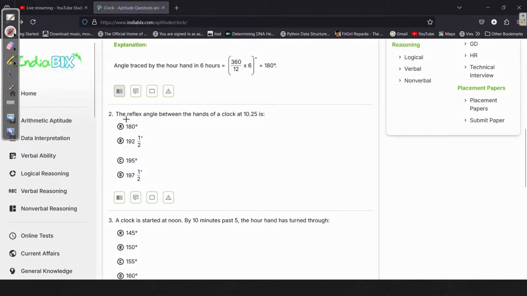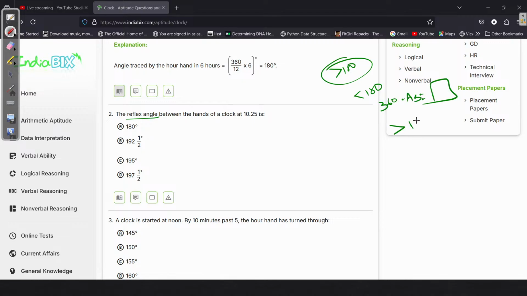Now listen, by definition a reflex angle has to be more than 180. If you get an answer less than 180, do 360 minus your answer to get the final answer. If you get directly more than 180, no need to do anything, leave it like that. Find out the hour hand angle, then find out the minute hand angle, subtract one from the other, and you will get your final answer. Do it fast.